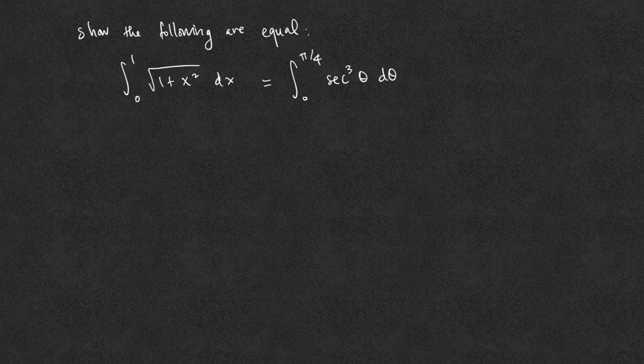Show that the following are equal. The integral from 0 to 1 of the square root of 1 plus x squared dx, and the integral from 0 to pi over 4 of secant cubed theta d theta.